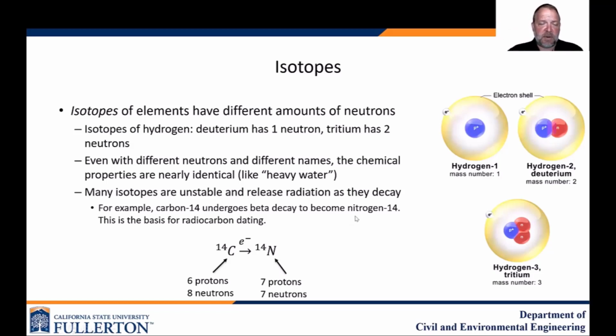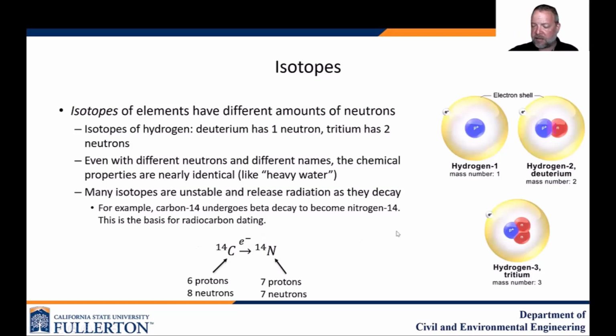And then as plants grow, they incorporate that carbon-14 into their tissues. Then the animals eat the plants, and they also incorporate the carbon-14 into their tissues. But once an animal or plant dies, there's no more uptake of carbon-14, and it starts to degrade. It degrades back into nitrogen.